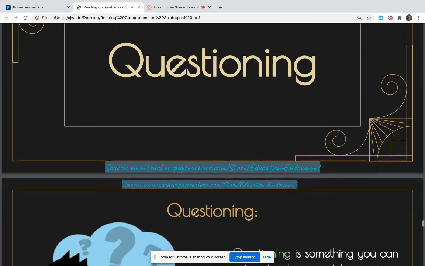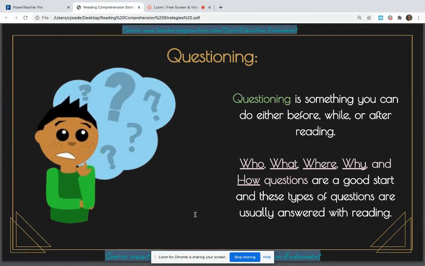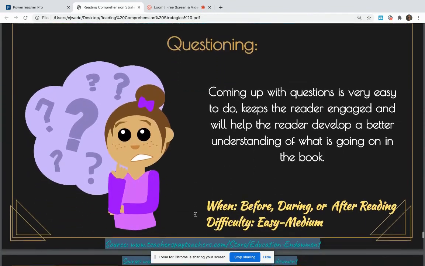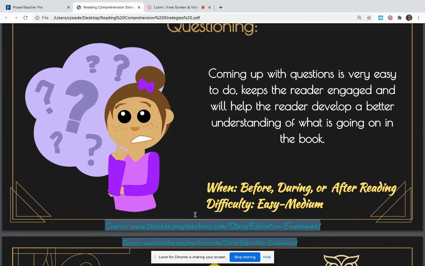Questioning. That's our next strategy. You can do this while you're reading, before you start reading, or after you have finished your book. You've got to ask those who, what, where, why, and how questions. So you're putting the text together, making those connections, and you're asking critical questions about what happened inside of the text. Coming up with questions is super easy, and it helps you to develop your comprehension skills. Again, we're not reading just to read anymore. We are reading to understand.